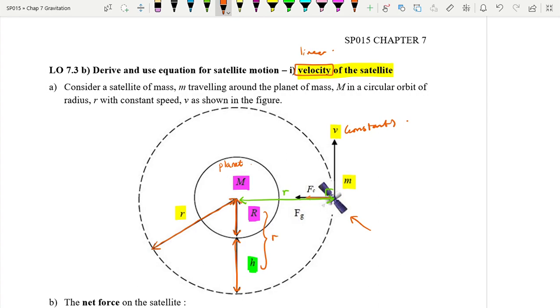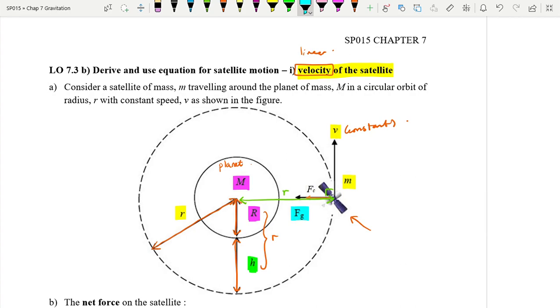Okay, kemudian kita ada Fg. What is Fg? Fg is the gravitational force that you learn in the first video in chapter 7 in Newton's Law of Gravitation. So there will be an attractive force between two masses. Sekarang ada satu satellite, ada satu planet, dia akan ada attractive force Fg. Tapi kita tengah fokus kepada satellite, so saya just labelkan force pada satellite towards the planet.